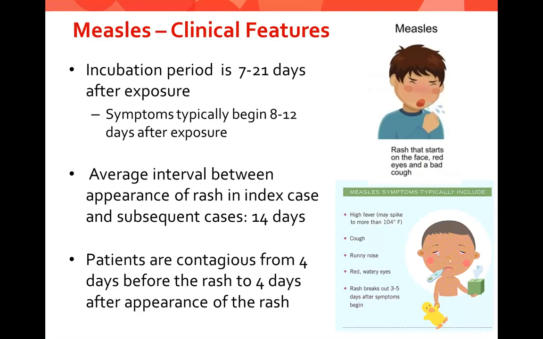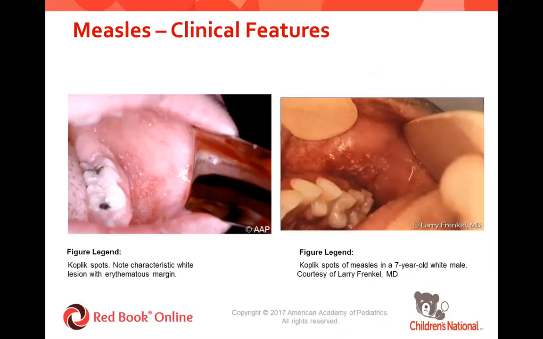Now, the key to remember with measles is that patients are contagious from 4 days before the rash to 4 days after the appearance of the rash. So it's important that we make that diagnosis early and, again, use the prodrome and our history from the prodrome to try to figure out if someone truly has measles or not.